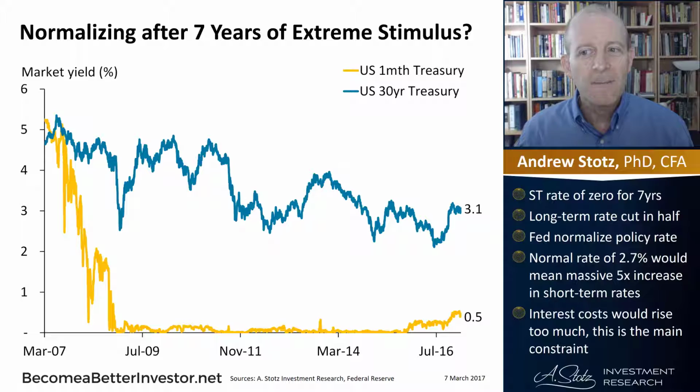But the first thing is that short-term rates have been at 0 for 7 years. That's an exceptionally long time, and never in the history of the Fed have we seen 0 rates for this long. The second thing we can see from this chart is that they achieved the goal, which was to cut long-term rates nearly in half, from about 5 to about 2.5 at the bottom of the cycle.